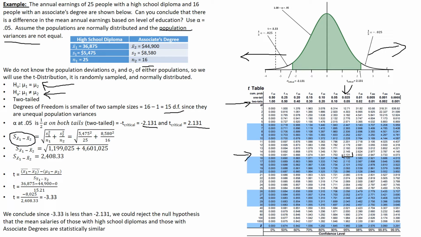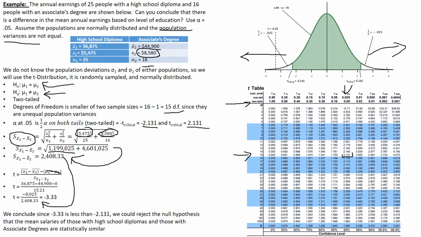So our first sample deviation is 5475. I square that, divide by 25, I get 1,199,025. My second deviation is 8,580. When I square that and divide by 16, I get 4,601,025. I add both those up, find the square root of it, 2408.33. And there is my combined deviation.